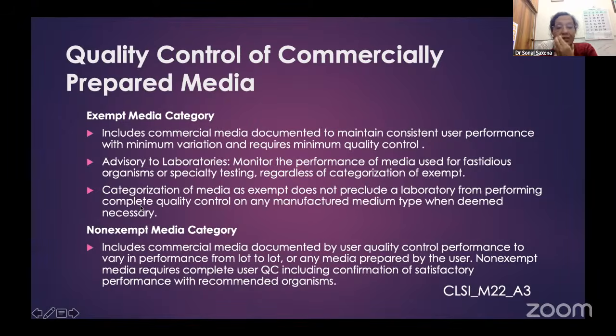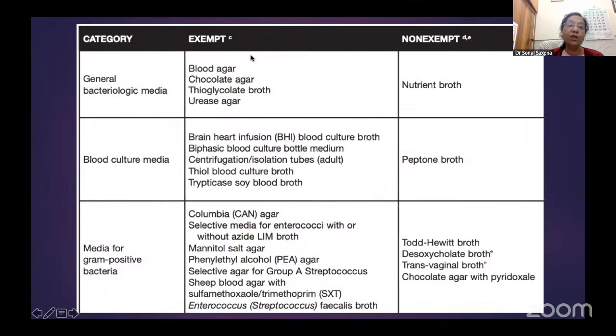So you just give an advisory that you monitor for fastidious or specialized organisms, but otherwise it is a commercially prepared quality-assured media. But the M22 does not say that you don't do any quality check. You can do it if you want to, or if your lab requirement occurs. Now, what is exempt and what is not exempt? In general bacteriological media, like blood agar, chocolate agar, thioglycolate, urea, if you get these ready-made, they are exempt. Brain heart infusion broth, blood culture broth, biphasic culture, whatever you get from a certified supplier.